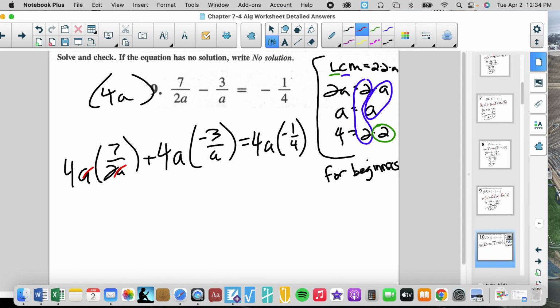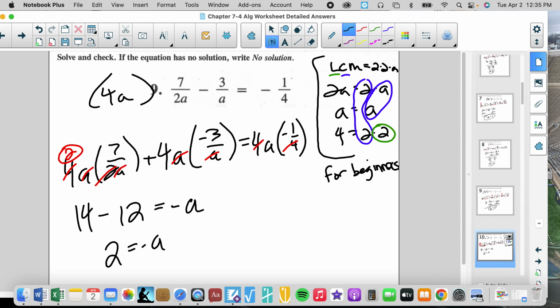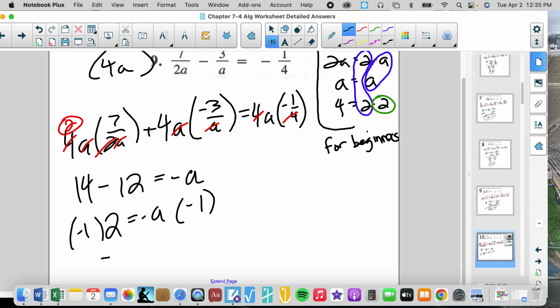Let's start canceling. A's cancel, 2 cancels with the 4. We have 2 times 7 is 14. The A's are going to cancel, and we're left with negative, oh, look at that, negative 12 equals, the 4's cancel, and you're left with negative a. Making sure that I did that correctly. That is correct. We get 2 equals negative a multiplied by negative 1, and we get negative 2 equals a. That would be our answer.